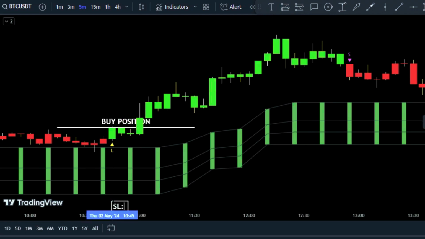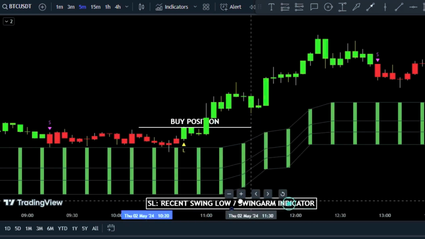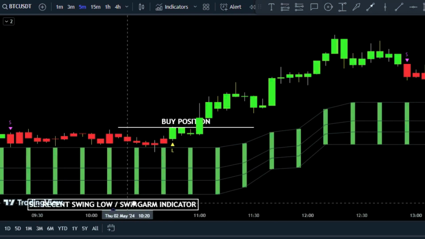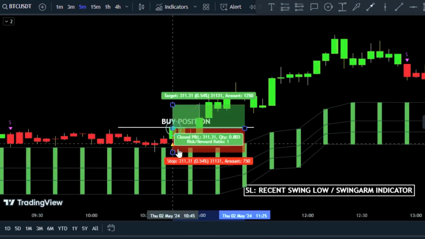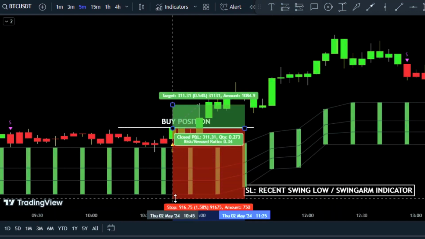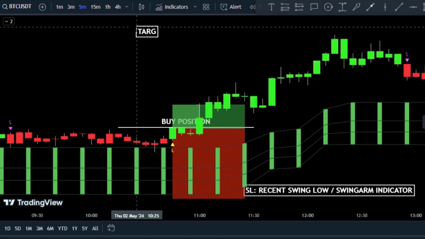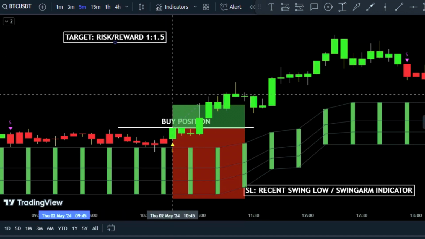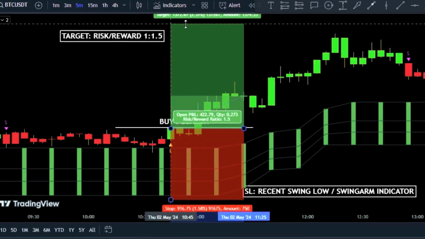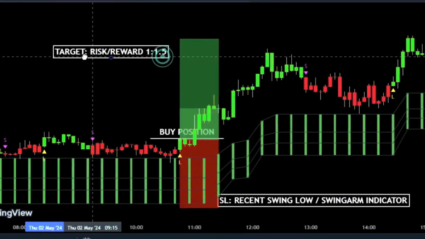Now remember, risk management is crucial, so you'll need to set a stop loss to protect your trade. You can do this by placing it below either the recent swing low or the Swing Arm ATR Trend Indicator, depending on the market situation. And to lock in those profits, you can set your take profit target at 1.5 times the distance between your entry price and stop loss level. This way, you're aiming for a healthy risk to reward ratio.